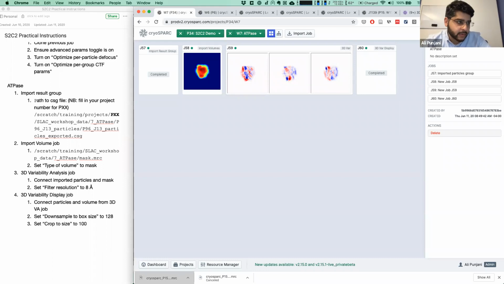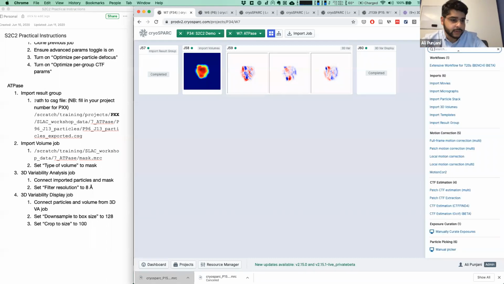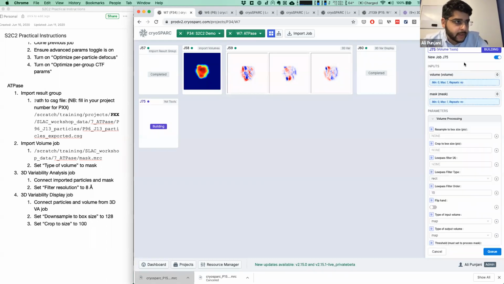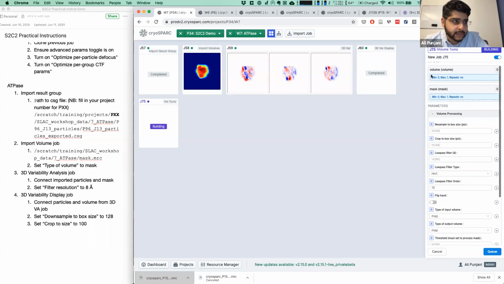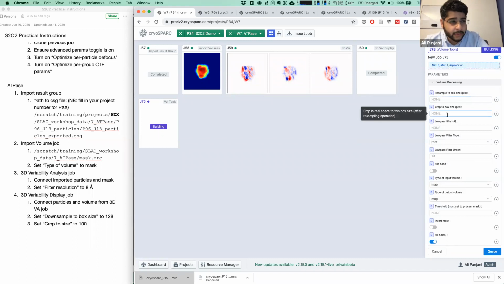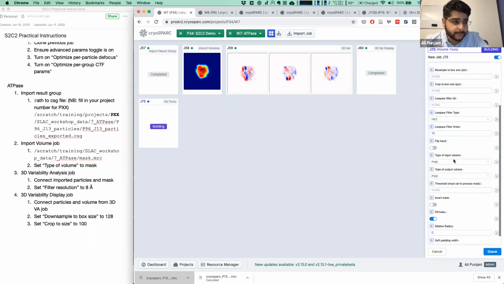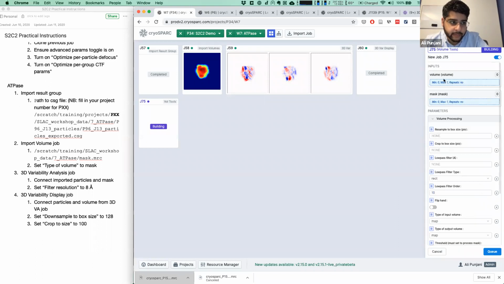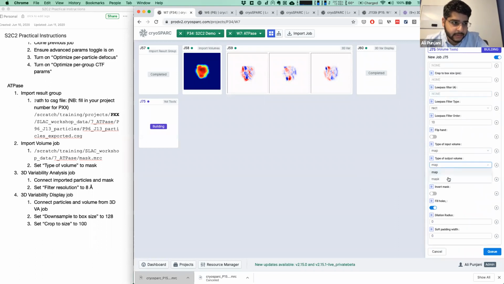But in CryoSPARC, we also have several tools that help you make a mask once you've already imported the relevant density that you maybe have created in Chimera by manually selecting regions. And those tools are called volume tools. The volume tools job allows you to connect a volume or a mask and then do a bunch of operations, whether that's resampling, cropping, low pass filtering, or flipping. You can take in a volume and output a mask.